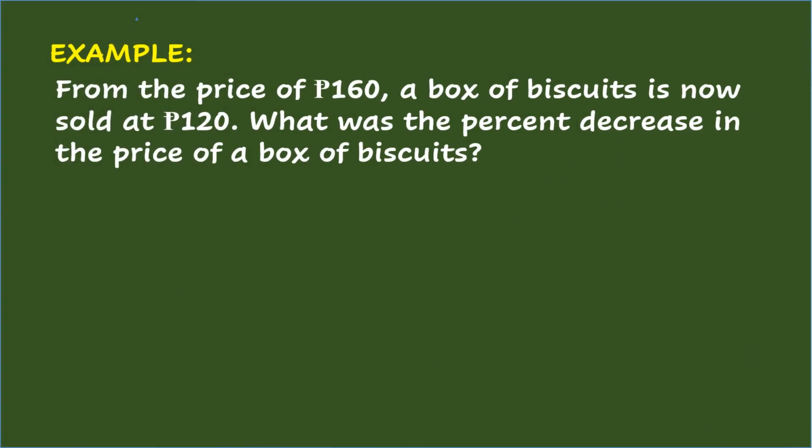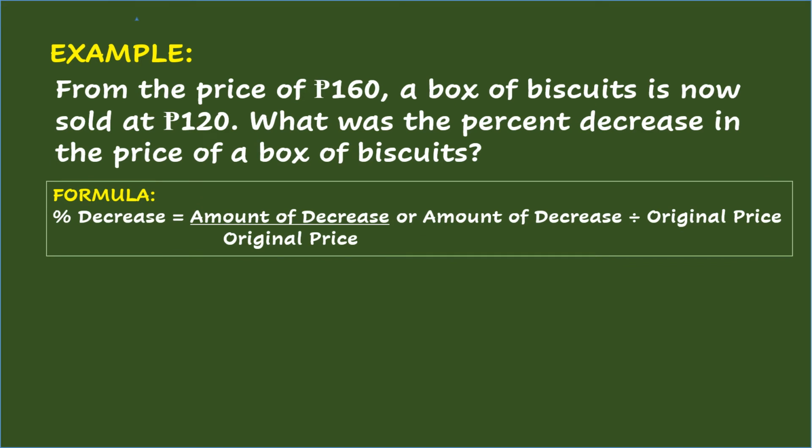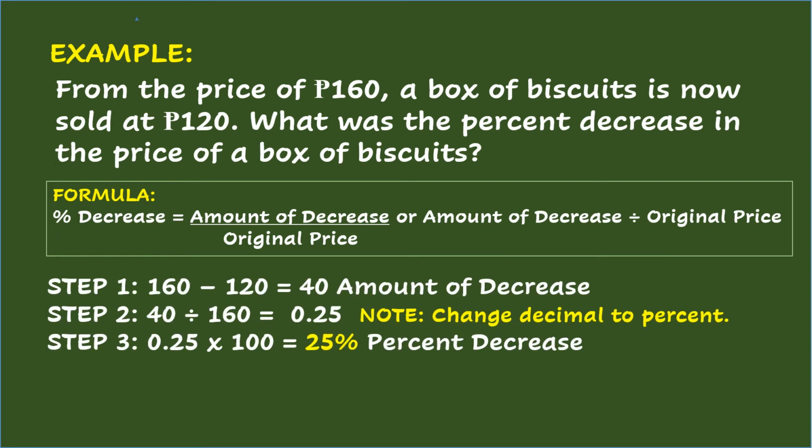Example, from the price of 160 pesos, a box of biscuits is now sold at 120 pesos. What was the percent decrease in the price of a box of biscuits? To get the percent decrease, the formula would be percent decrease equals amount of decrease divided by original price. For the solution, step 1 is to get the amount of decrease by subtracting the decreased price from the original price. So that's 160 minus 120 equals 40, which is the amount of decrease.